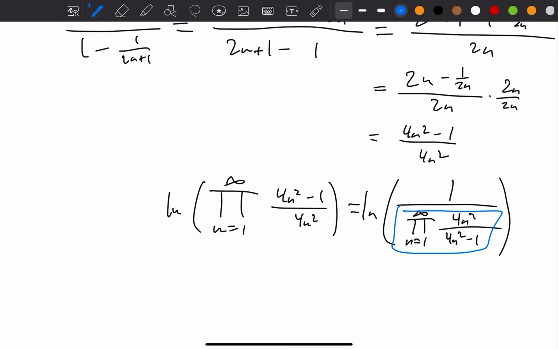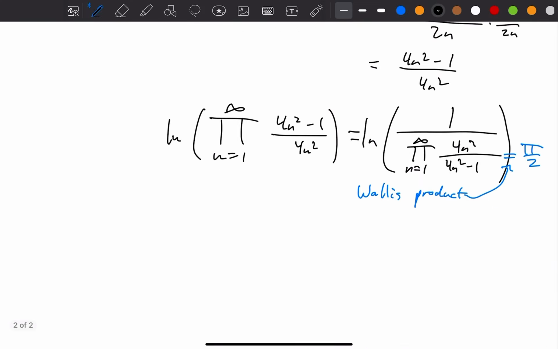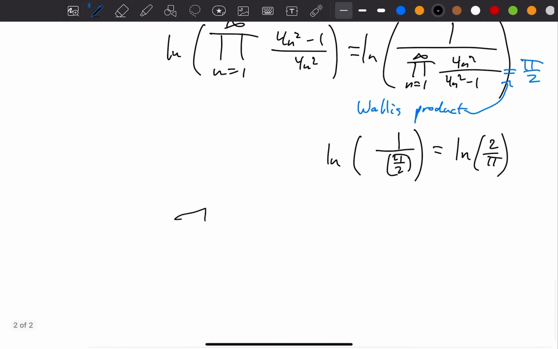Right, but here's the punchline. This here is a famous product, and you might recognize it. It's called the Wallis product. And it states that this is equivalent to pi over 2. So now we can write this as natural log of 1 over (pi over 2) just by plugging in that equivalence, and you get natural log of 2 over pi. So this gets us a very nice, concise little thing that answers the summation here.